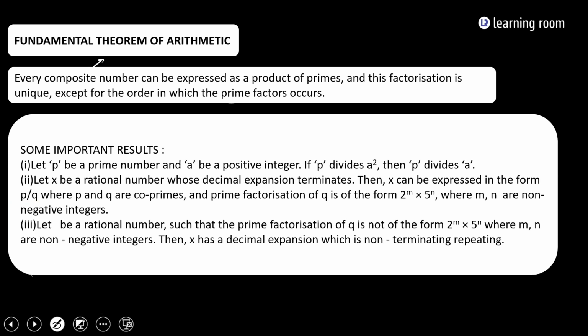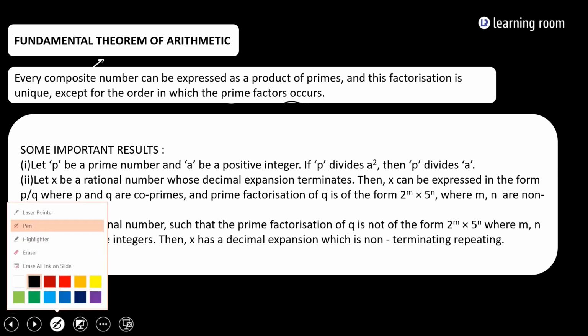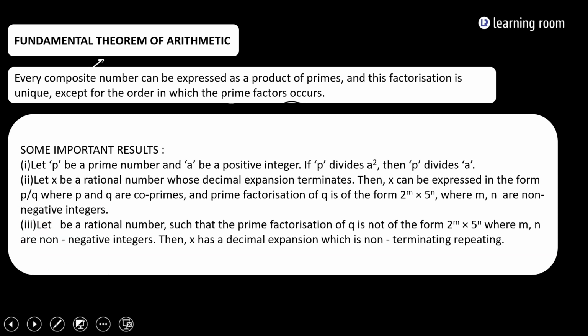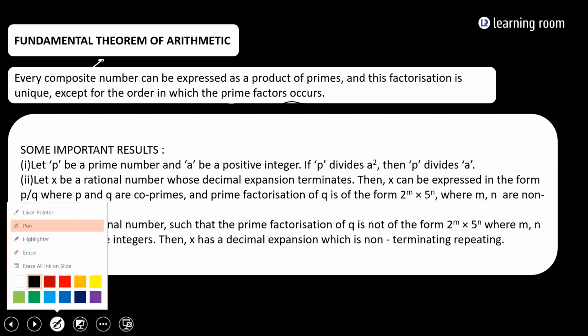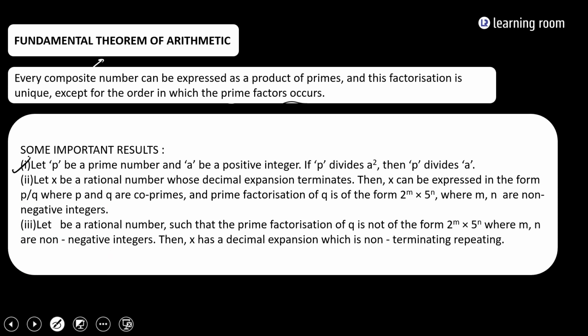Right. So having said this, what are some important results that we need to keep in mind? Let p be a prime number and a be a positive integer. If p divides a square, then what can you conclude? If p is a prime number that divides a squared, then p divides a as well.